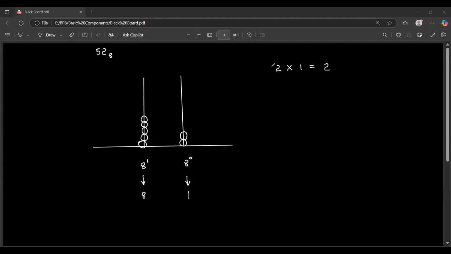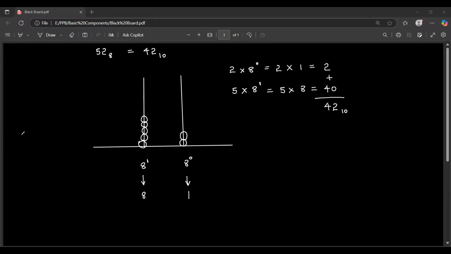Here, what does this 1 mean? Well, it means 2 into 8 to the power 0. Similarly, here we have 5 bits into 8 to the power 1, because this is the place value of 8 to the power 1. So this will be equal to 5 into 8, which is equal to 40. So 2 plus 40 will be equal to 42 to the base 10. So 52 to the base 8 can be written down as 42 to the base 10.